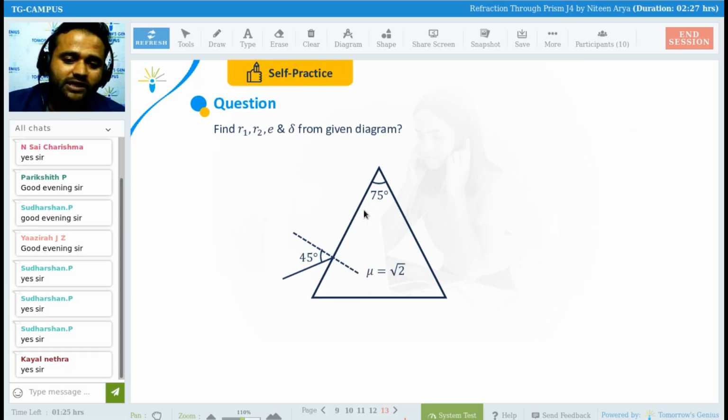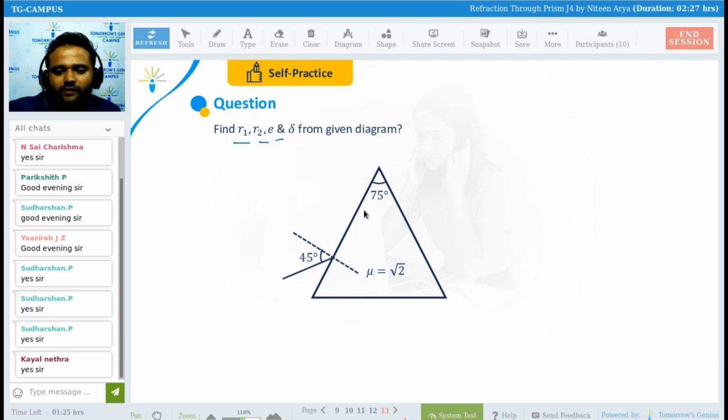Next question. Here you can see so many things you need to find: R1, R2, E and the deviation for the given diagram. Do that. Everything is given. I is given. Angle of prism is given. Mu is given. Got it? Simple question, this one. I could make it one or two with just the given examples, but I want you guys to find so many things. Then we can do one thing, do this question.